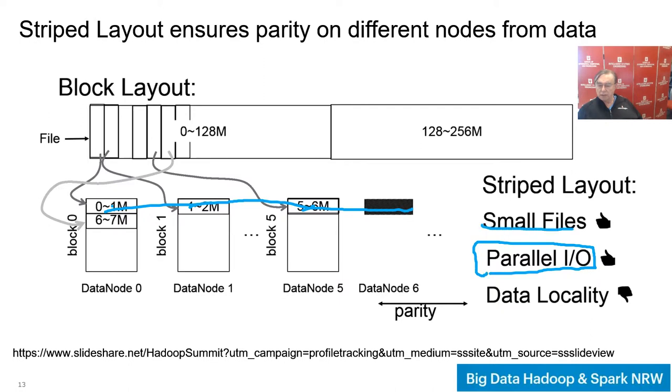It also allows smaller files to be supported, because if you have giant blocks, they don't work if you only have, say, 100 megabytes of file. Now this also messes up data locality, unfortunately. That's why it's thumbs down for that, because we spread our original block, which is nicely co-located on a single node, into multiple different blocks which may not be stored on the same node.